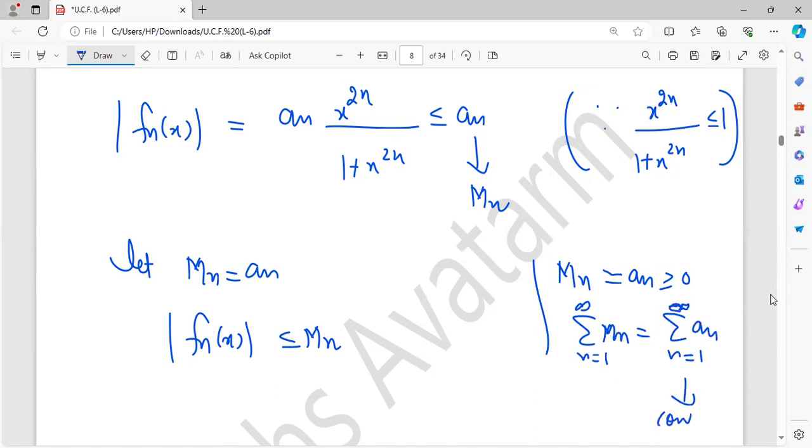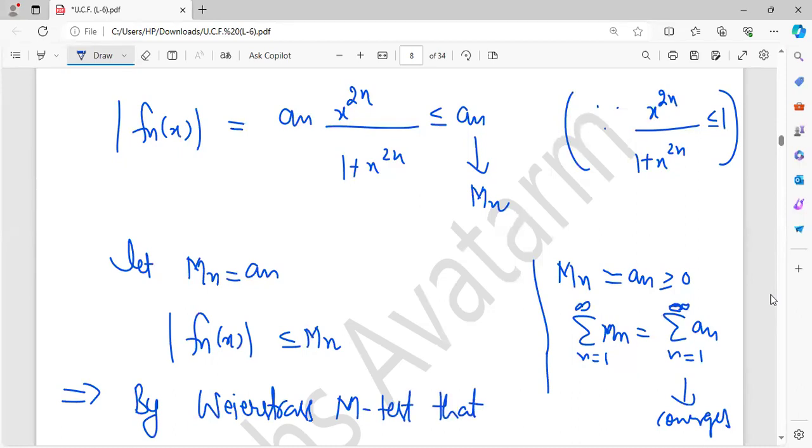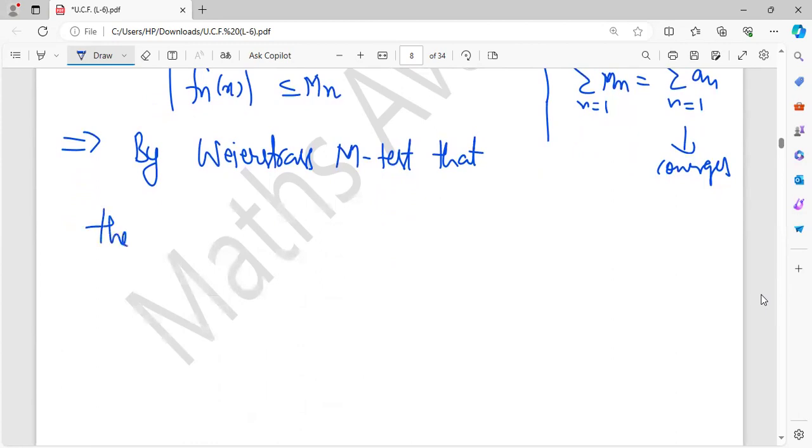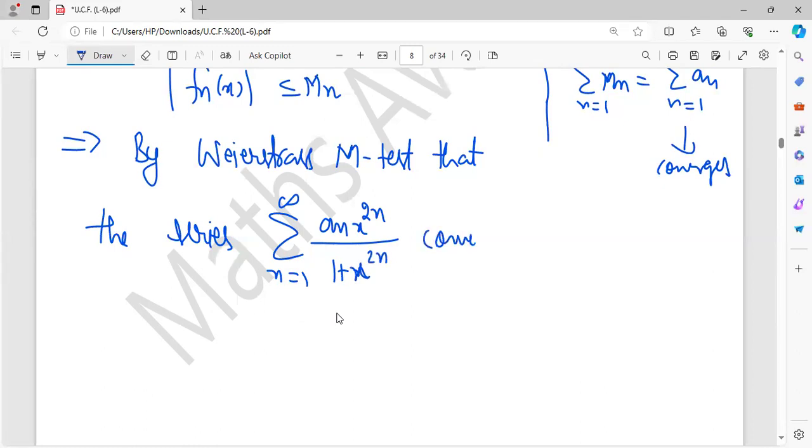And this series converges, meaning the M_n series converges. So this implies by Weierstrass M-test that the series a_n x to the power 2n over 1 plus x to the power 2n converges uniformly on R. Okay.